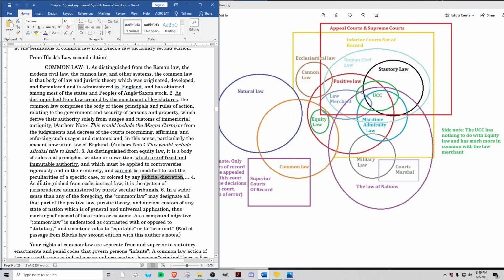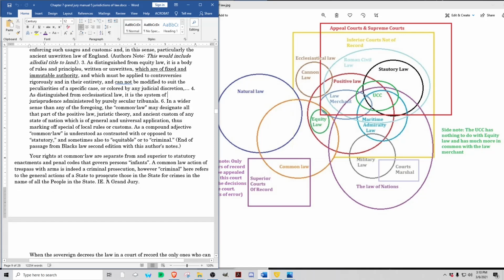So, 4, as distinguished from ecclesiastical law, it is the system of jurisprudence administered by purely secular tribunals. 6, in a wider sense than any of the foregoing, the common law may designate all that part of the positive law, juristic theory, and ancient custom of any state or nation which is of general and universal application. That's why you get the crossing over of this, law of nations, all of it. That's why it just gets all connected in here, all these little pieces. It all has a little part of all the rest of it. So that's that. So you're right that common law are separate and superior to statutory enactments and penal codes that govern persons, infants.